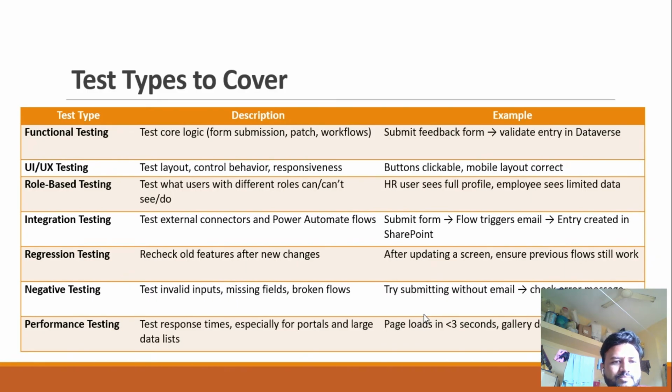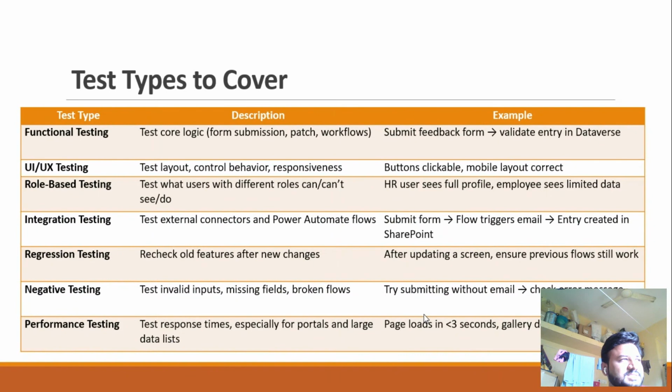Fifth point is regression testing. We need to recheck the old features after the new changes and defect fixes. For example, after updating a screen, ensure the previous flow still works correctly. Sixth point is negative testing. We need to test the Power Apps by using invalid inputs, missing fields, and broken flows. For example, try submitting without email, check error messages, and everything.